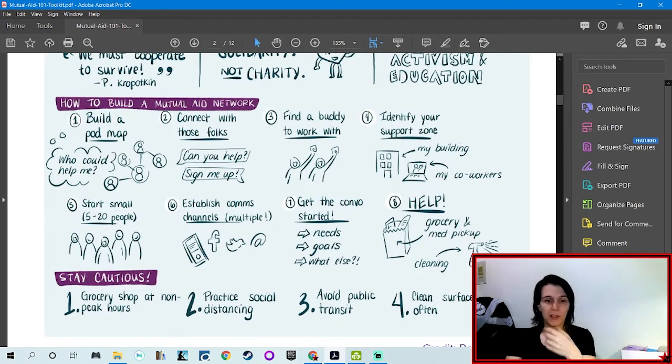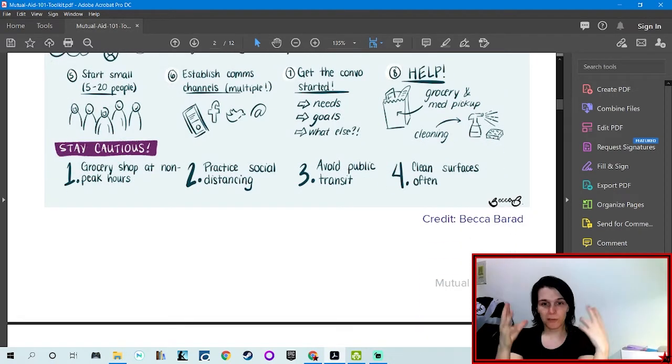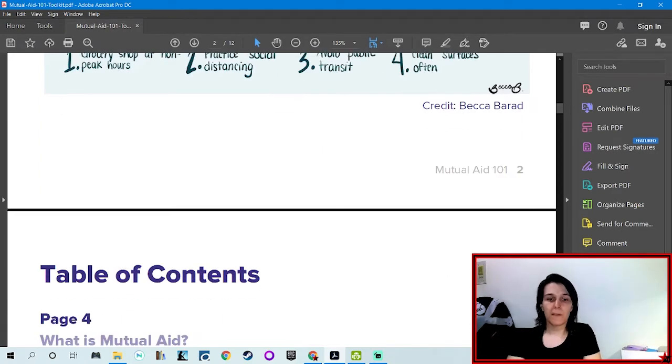And the stay cautious section is more for the pandemic, but I'll briefly go over it. Grocery shop at non-peak hours, practice social distancing, avoid public transit, and clean surfaces often. And you can elaborate within your community how to make those type of things happen. One way to avoid public transit would be to carpool together with people that you know have been tested and/or vaccinated. And so that's really useful in terms of just focusing how we can bring this community idea together to work towards our mutual benefit.